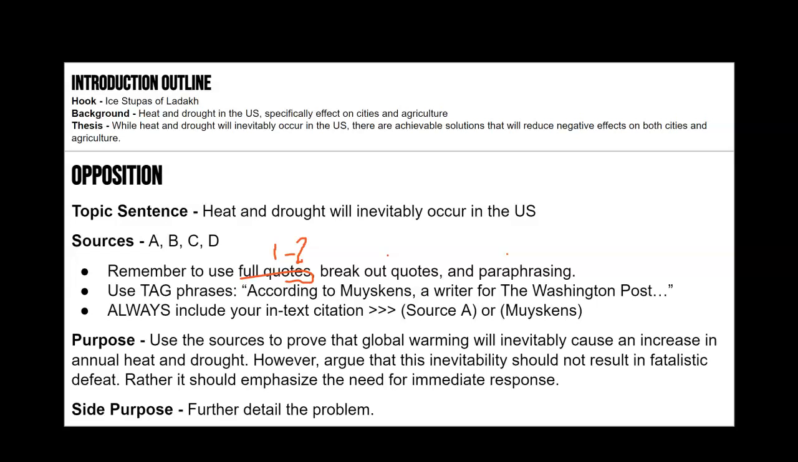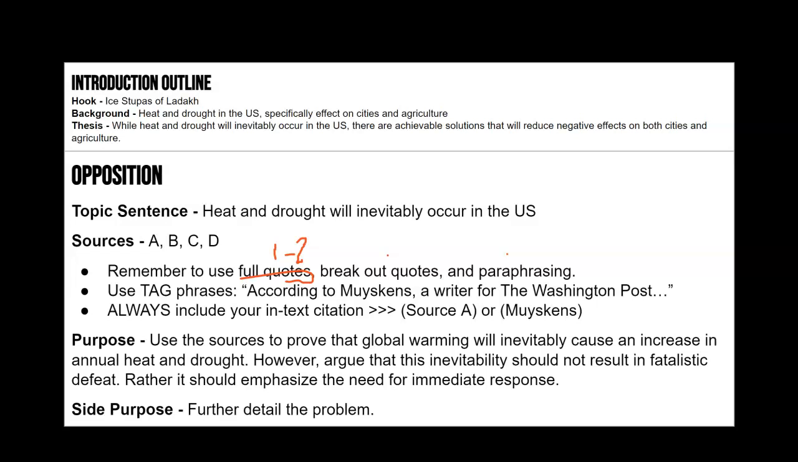When you are using your sources, please use tag phrases because it's a more sophisticated way to write. For example, if you don't know what a tag phrase is, you might write, according to Muskian, a writer for the Washington Post. This introduces my author and indicates his credibility. And then I would go into the quote from him.